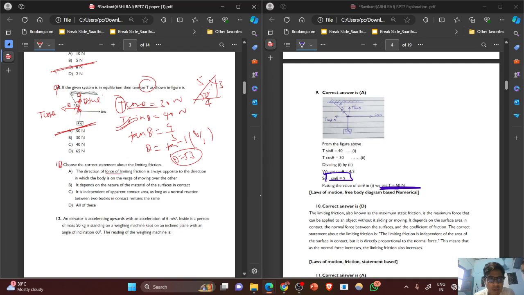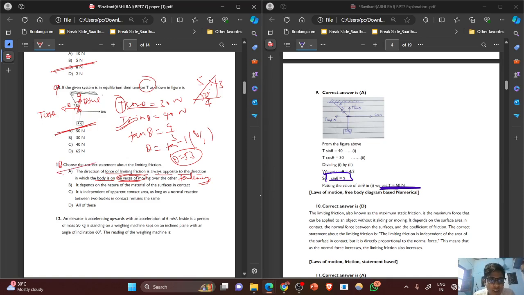The direction of the force of limiting friction always opposes the direction of the body on the verge of motion. Yeah, tendency to motion. Also this word you should remember. It's not opposite to the motion. No, it opposes the relative motion, or it has the direction opposite to the one in which the body has the tendency to move. Okay, so the first is correct.